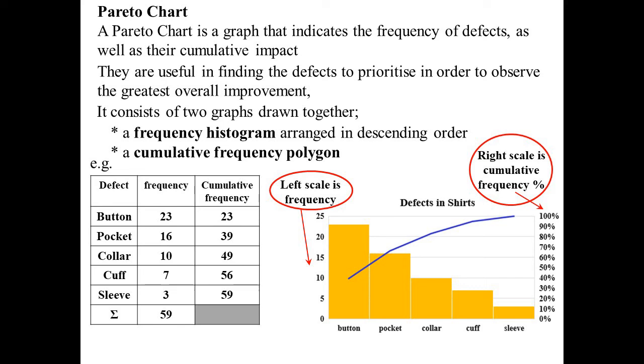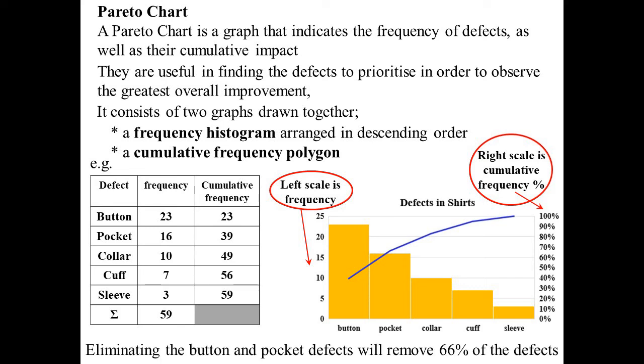So we could use that. For instance, if we wanted to fix up our shirts, I'm not necessarily going to focus on all 5 things, but if I just focused on the button and pockets, then that will get rid of 66% of all the defects. So we're sort of combining the two and coming up with the conclusion that maybe let's just focus on these 2 things, get them right, and at least the quality of our shirts will be a bit better.